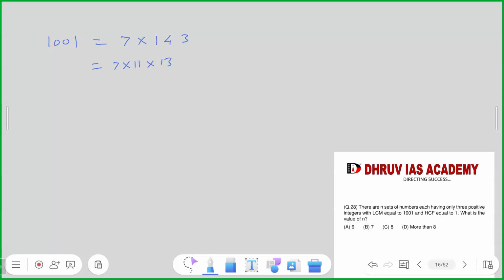Now if you take these 3 numbers, 7, 11 and 13, they are co-prime numbers. So their LCM will be 1001, HCF will be 1. So this is one combination: 7, 11 and 13. Now you can have the products of these two numbers and different combinations. Another combination can be 7, 11 and 11 into 13, so 143. Or 7 and 13 into 7, 91 and 143.